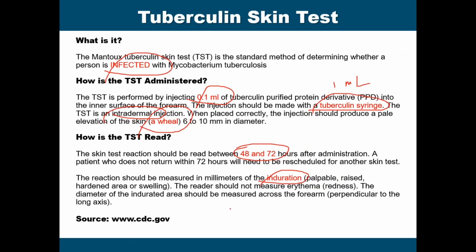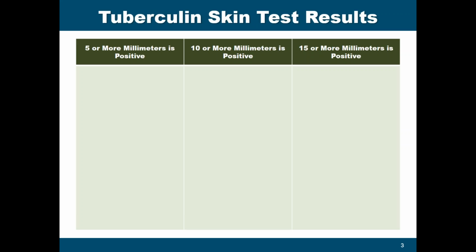So the source for this information is from the Centers for Disease Control and Prevention. So if you want to find out more information about tuberculin skin test, the website has a lot of information about this test. Now, a very important part of our discussion is to determine what are the parameters that you need to use when interpreting the results of tuberculin skin test. So there are three main parameters.